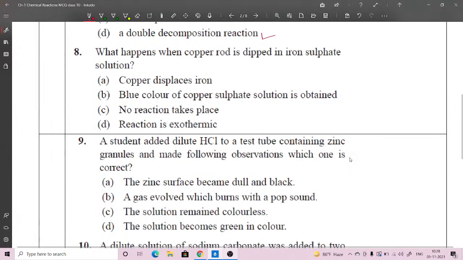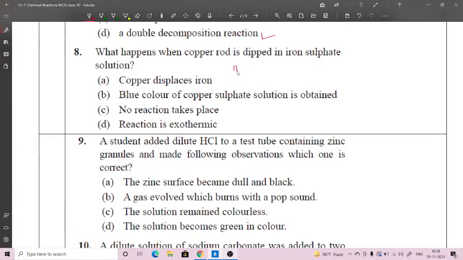Okay, we have question number 8. What happens when a copper rod is dipped in iron sulfate solution? Copper displaces iron. Blue color of the copper sulfate solution is obtained. No reaction takes place. Reaction is exothermic. What happens when you dip a copper rod in iron sulfate solution?